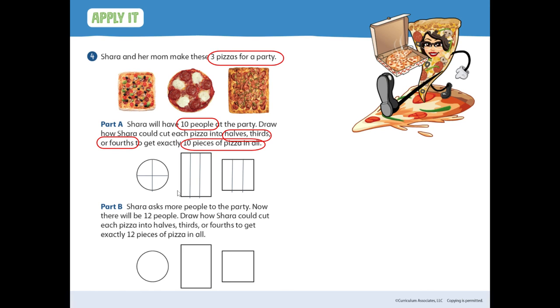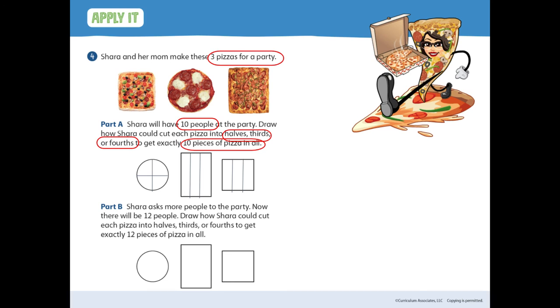Equal parts. So I follow the first set of directions. Now I need to double check if these partitions equal 10 pieces of pizza. Well, let's see. 1, 2, 3, 4, 5, 6, 7, 8, 9, 10. Good job, Miss Giannis. Kiss your brain.